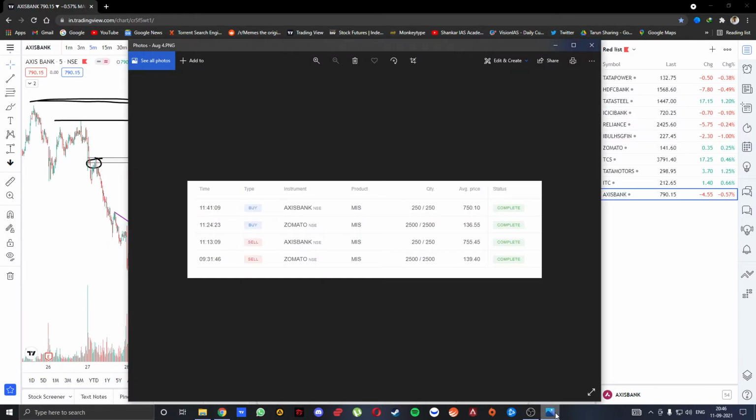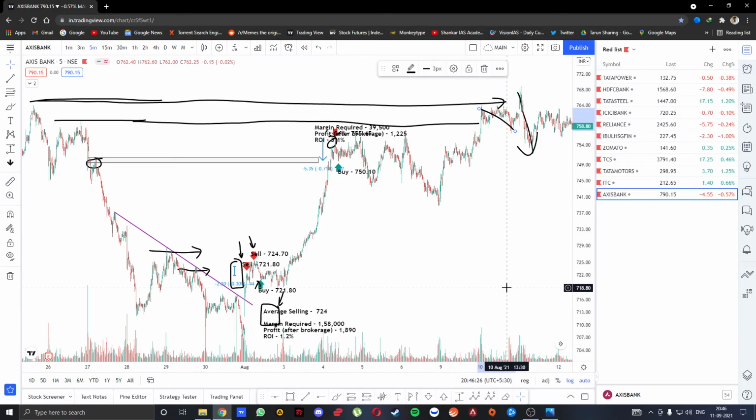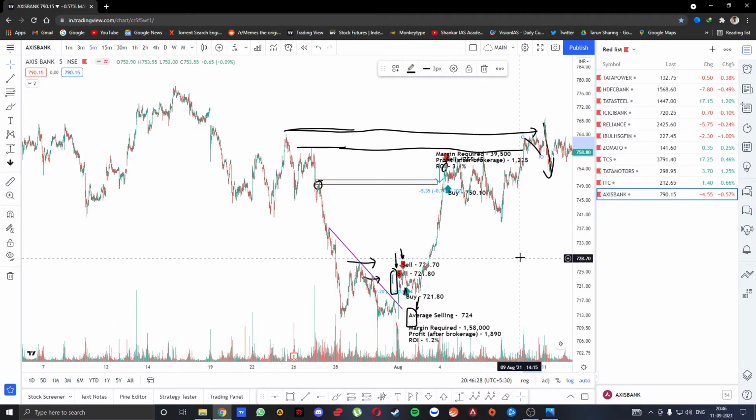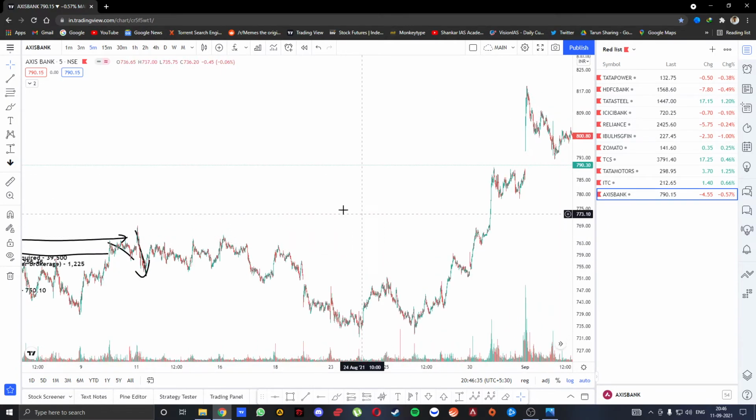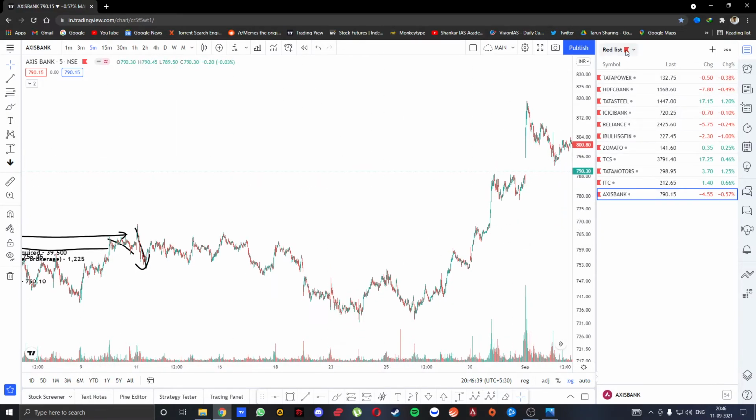So this was it. I think I shared a lot of trades, and these are actual trades, and I have done them myself. I have also shared them on my Telegram. I hope by now you understand why such moves happen.